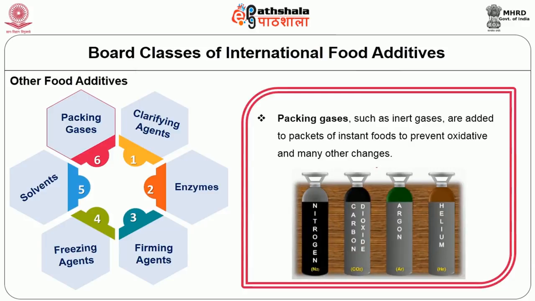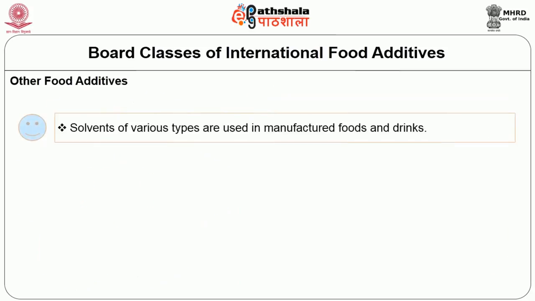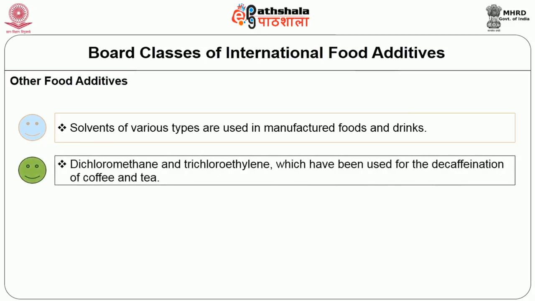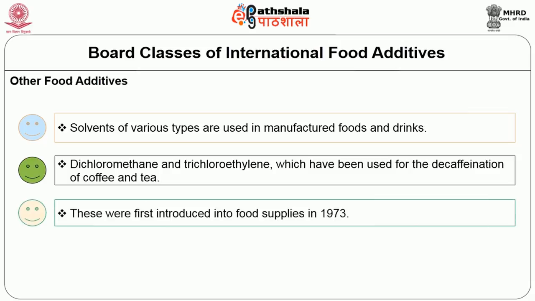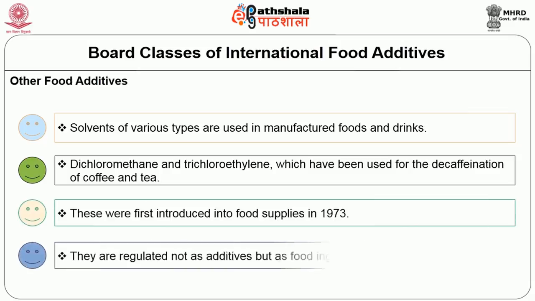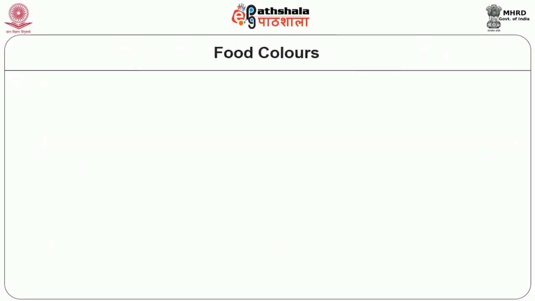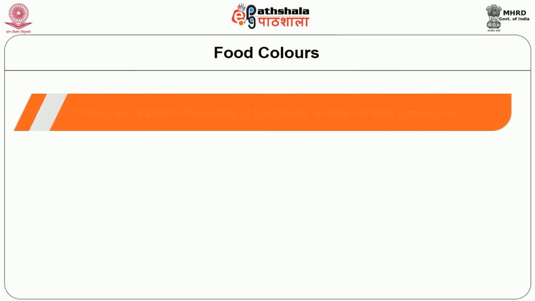The packing gases such as inert gases are added to packets of infant foods to prevent oxidative and many other changes. Solvents of various types are used in manufactured foods and drinks. Dichloromethane and trichloroethylene have been used for the decaffeination of coffee and tea. These were first introduced into food supplies in 1973. They are regulated not as additives but as a food ingredient or as a novel food.